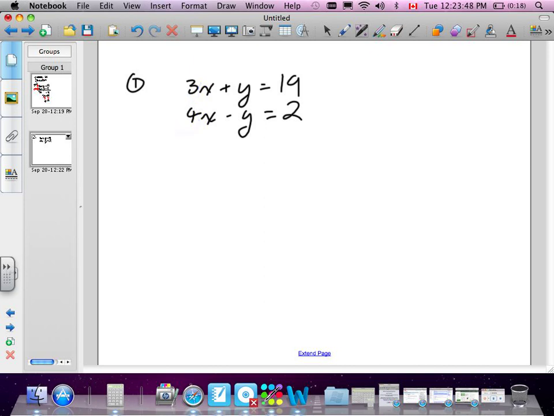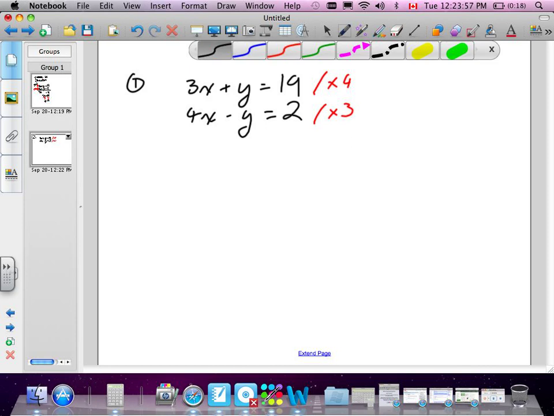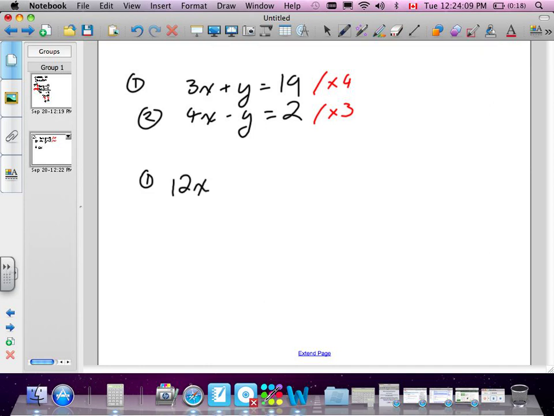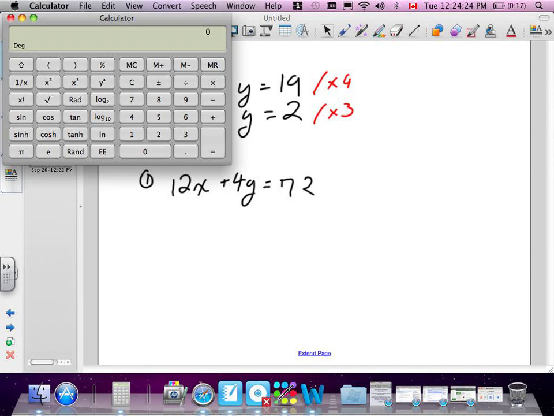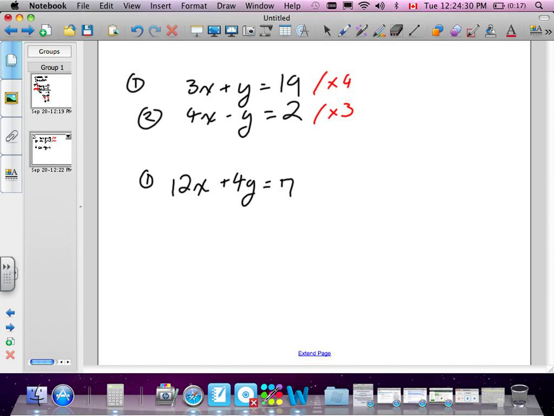4 and 3? That's right. I can multiply by 4 and 3. So I'm going to multiply the top equation by 4 and the bottom equation by 3. That's equation 1 and equation 2. When I do that, my x's are going to be what coefficient? 12. Very good. So 4 times 3 is 12x. Positive y times 4 is 4y. And 19 times 4, what's that going to give us? 72? Sure. Let's make sure. 4 times 19, 76. I've got to learn my times tables. I knew that.